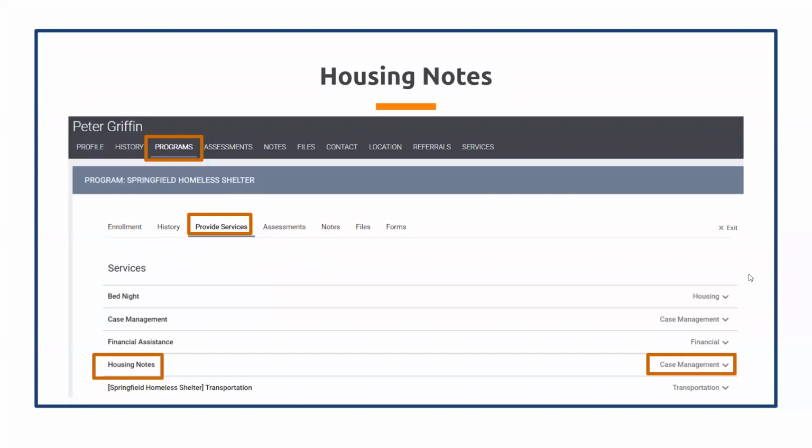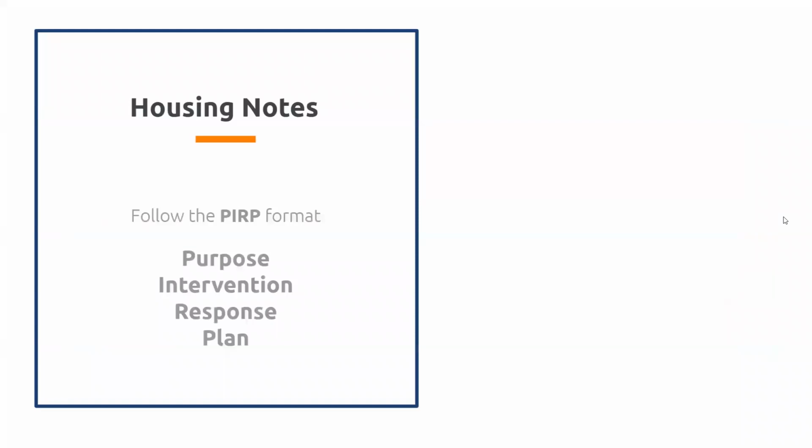So now we want to go over how to do housing notes. Housing notes should be used for information relating to housing the client. These notes will be shared with the COC in order to streamline the housing process for the client and to coordinate care among multiple agencies. When entering housing notes, we follow the PRIP format, which is the purpose, intervention, response, and plan.